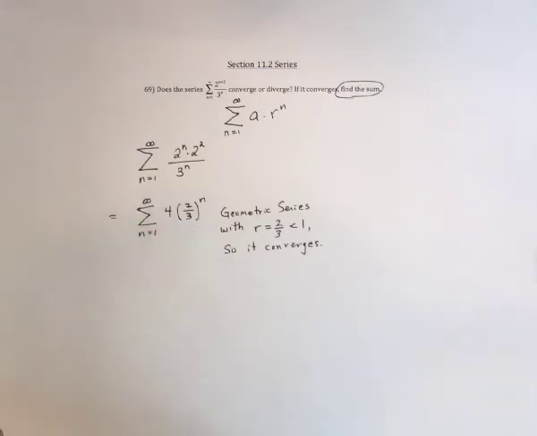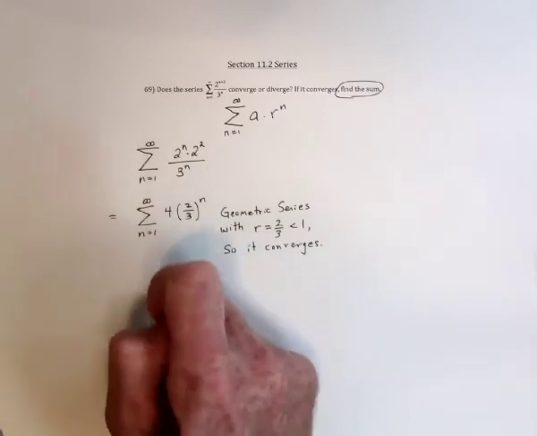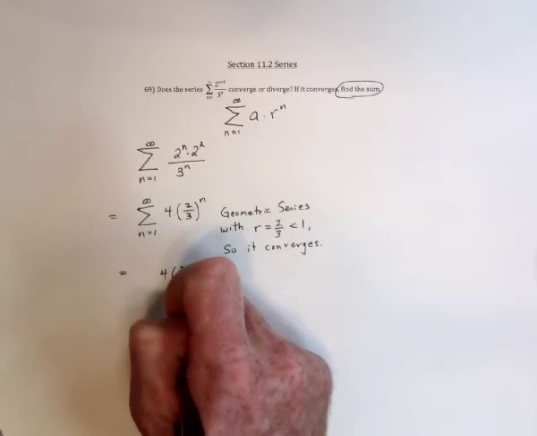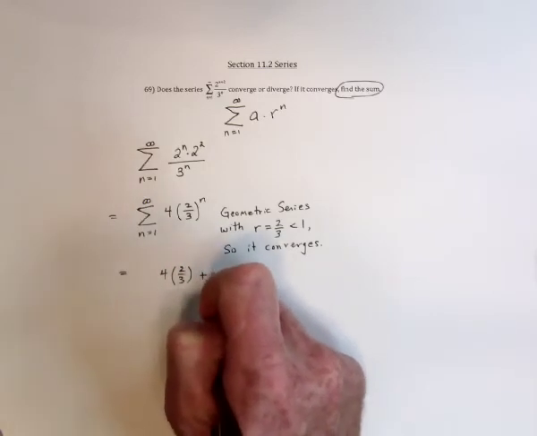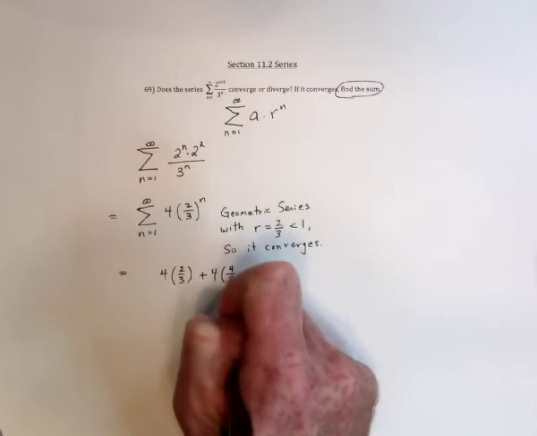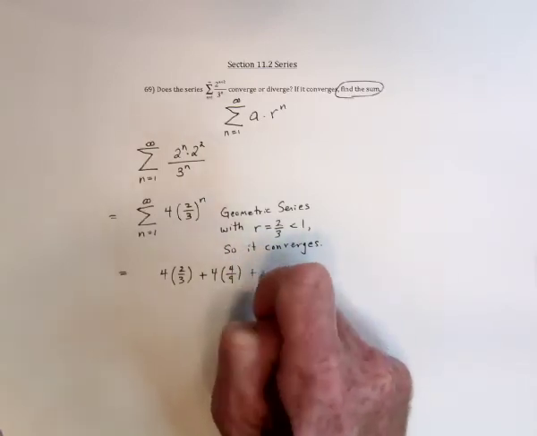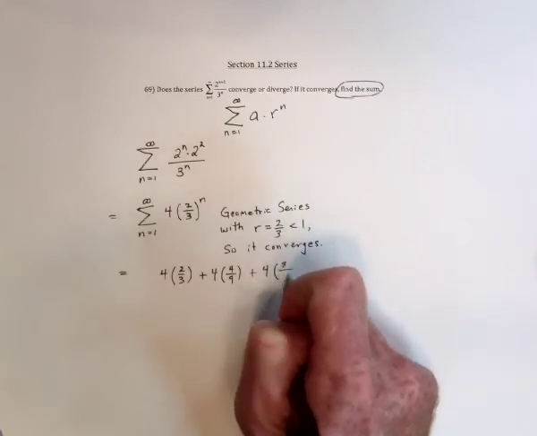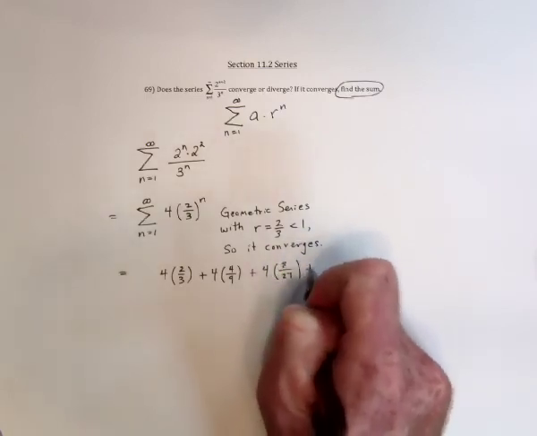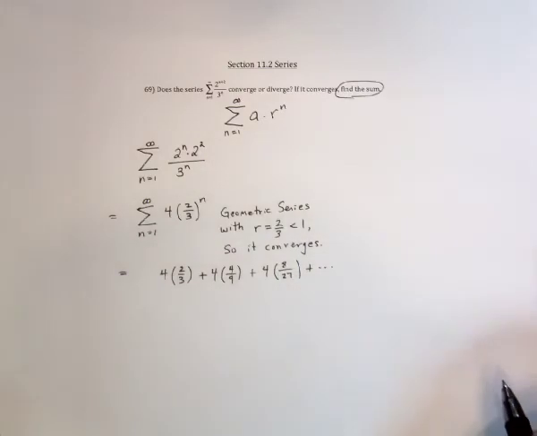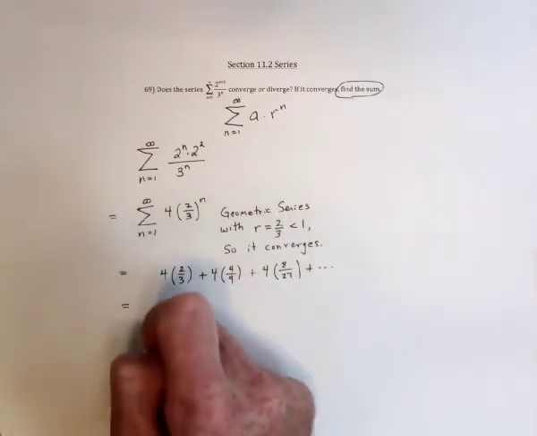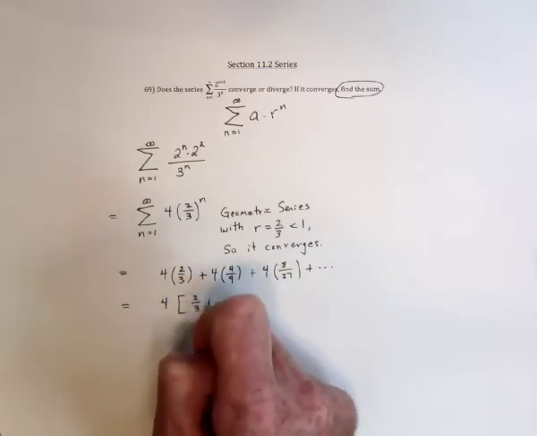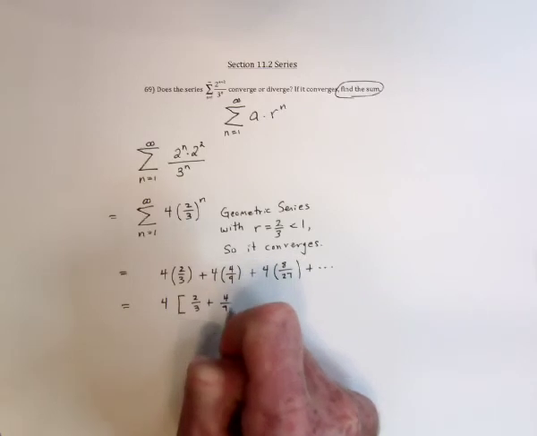So one way to do it is you start adding up the terms. It's going to be 4 times 2/3, plus 4 times 4/9, and then 4 times, when you raise it to the 3, 8/27, etc. And then if you really liked calculating these things by hand, you could factor out the 4 and say, well, I just need to figure out what this is.